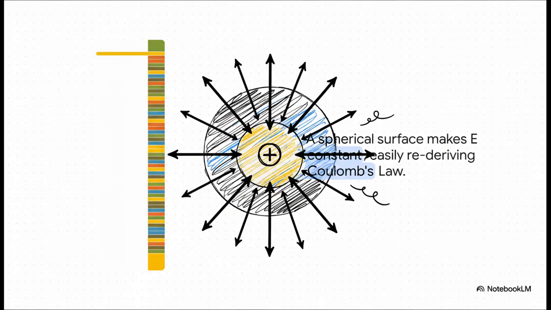Let's test it out on the most basic case we know, a single point charge. The charge has perfect spherical symmetry, so what do we do? We draw a spherical Gaussian surface around it. Because of the symmetry, we know the electric field has to point straight out and have the same strength, E, everywhere on our sphere. So the flux is just E times the surface area of the sphere, 4 pi r squared. We plug that into Gauss's law, do about 5 seconds of algebra, and boom, out pops Coulomb's law. It's not magic, it's just really, really good physics.